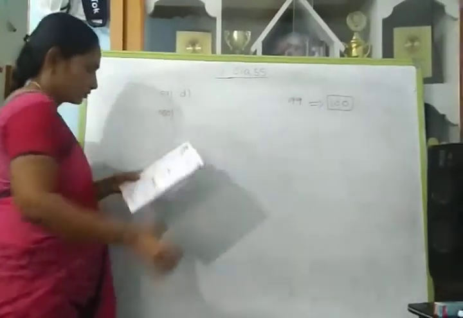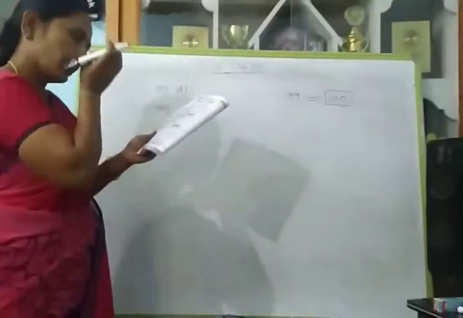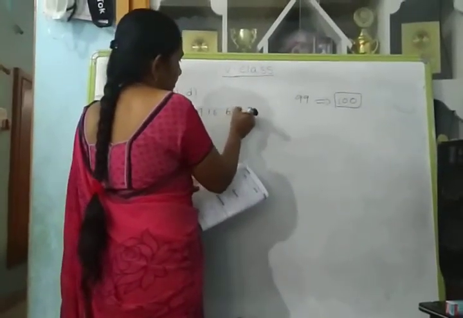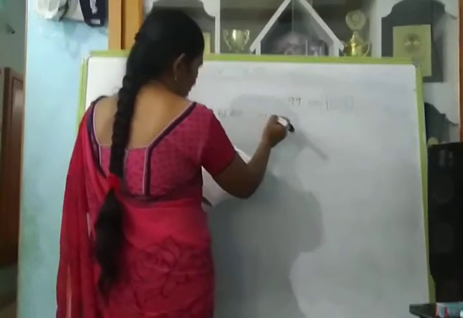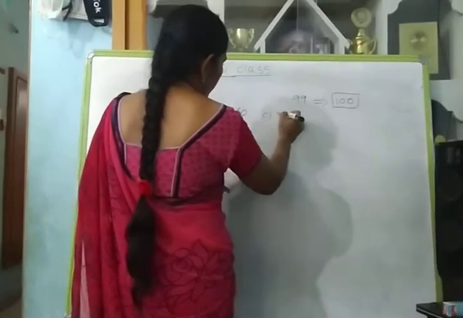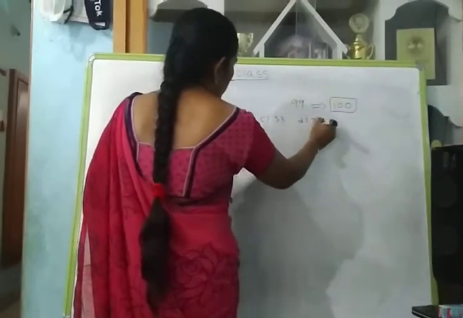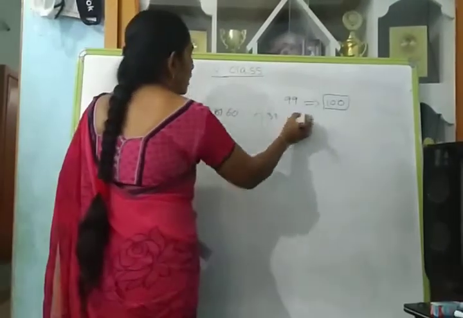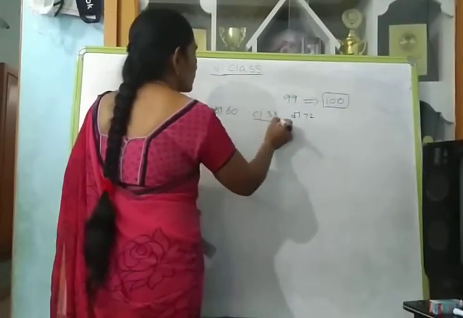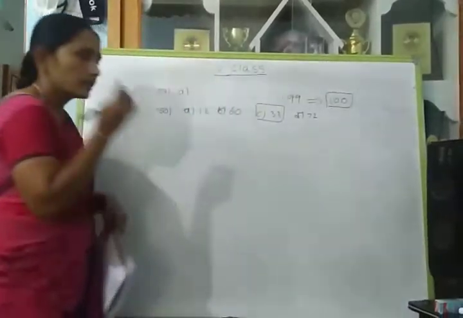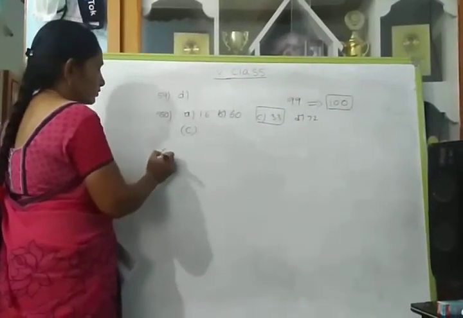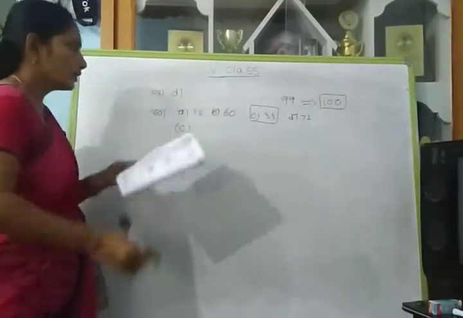60. What have they given? Option A, 16. Option B, 60. Option C, 33. Option D, 72. See, observe here. Options A, B, D are even numbers. The only different one is C, 33, an odd number. So option C is the different one. The remaining 3 are even numbers.